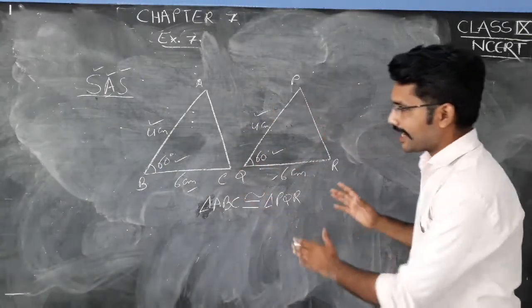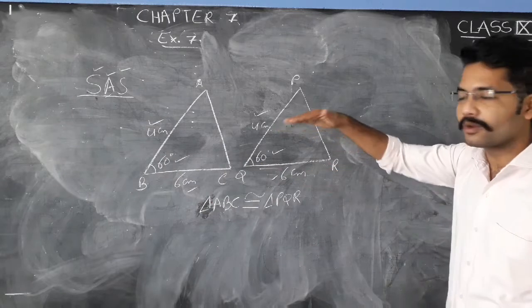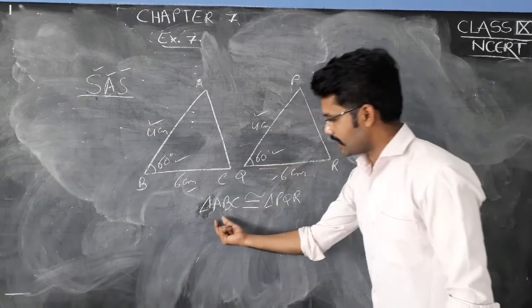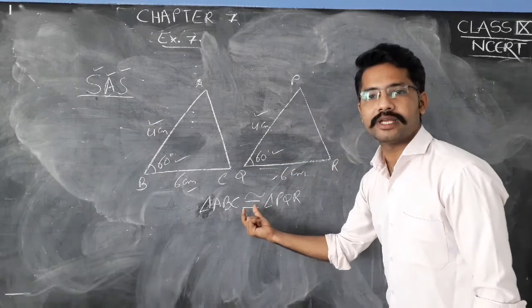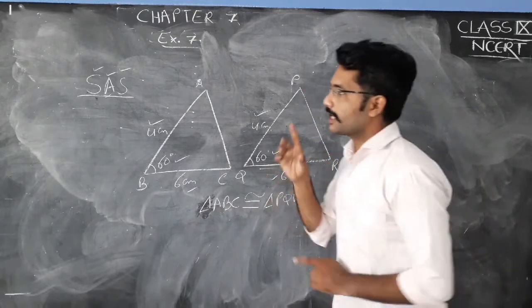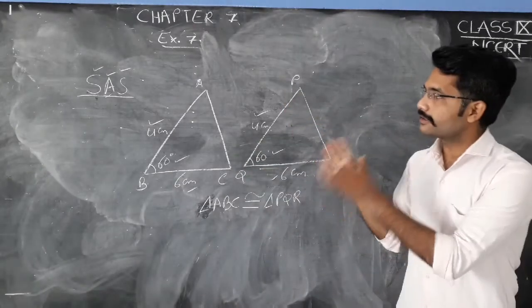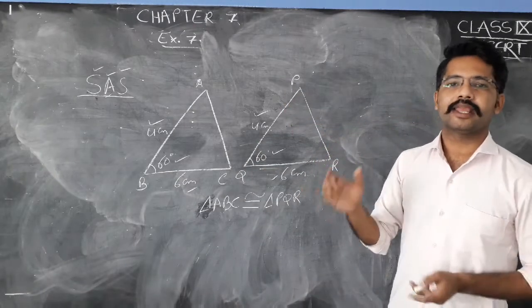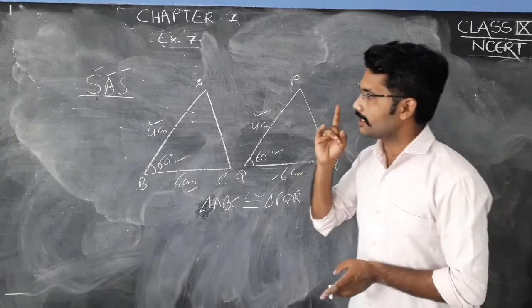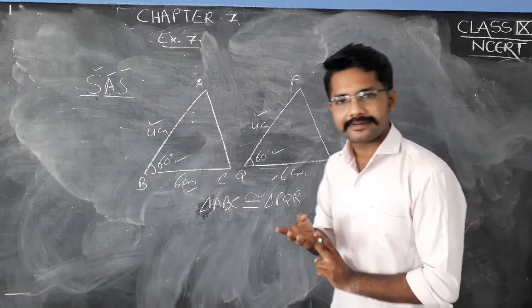Those sides, and between them the included angle, if these are equal and this sequence is followed, then we can say triangle ABC is congruent. That is the side of congruency. Triangle ABC is congruent to triangle PQR. One more thing, if two triangles are congruent, in this case their remaining sides and remaining angles will also be equal. Means a triangle contains 6 things. Which 6 things? 3 sides and 3 angles.